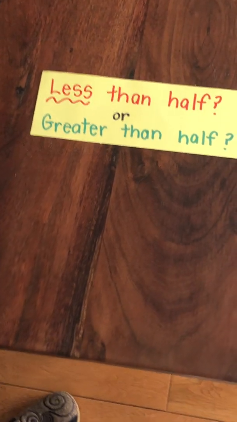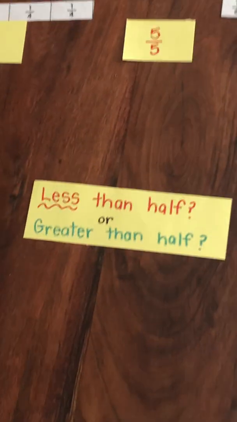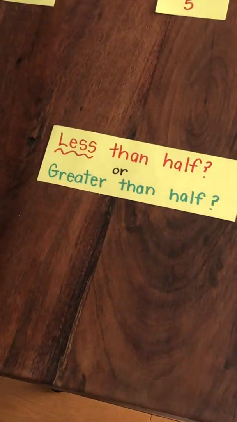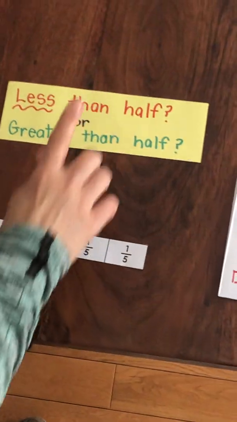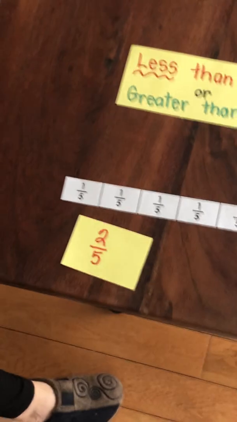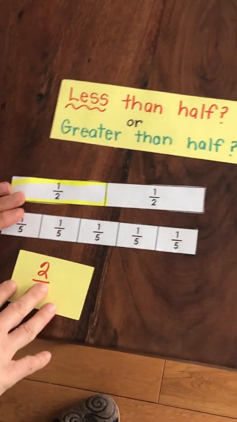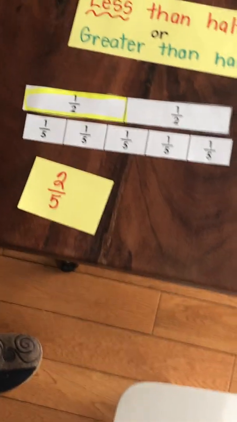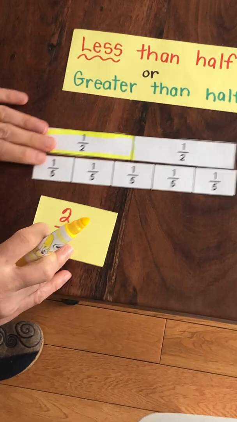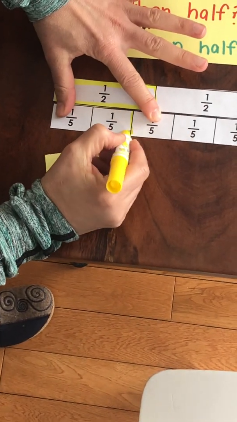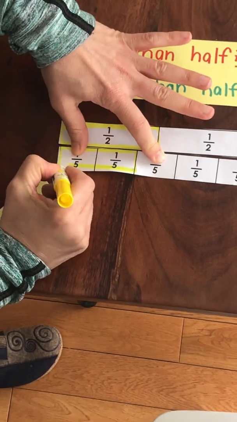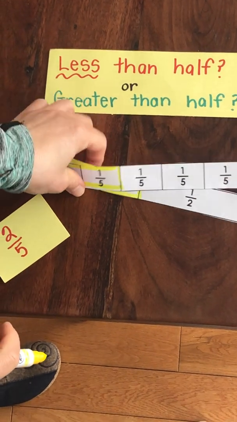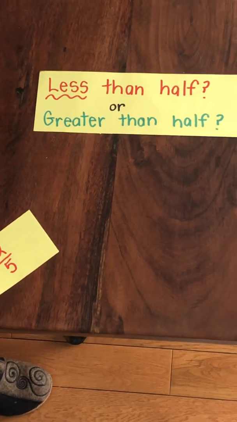Okay, so moving on to the next part, where we decide whether these fractions are less than half or greater than half. I'm just trying to figure out which one was first again. Let's start with 2/5. I'm going to get my half strip again, because that's necessary for this one. All right, so less than half or greater than half? 2/5. Is it less or greater? You tell me. It's less. Okay, less than half.